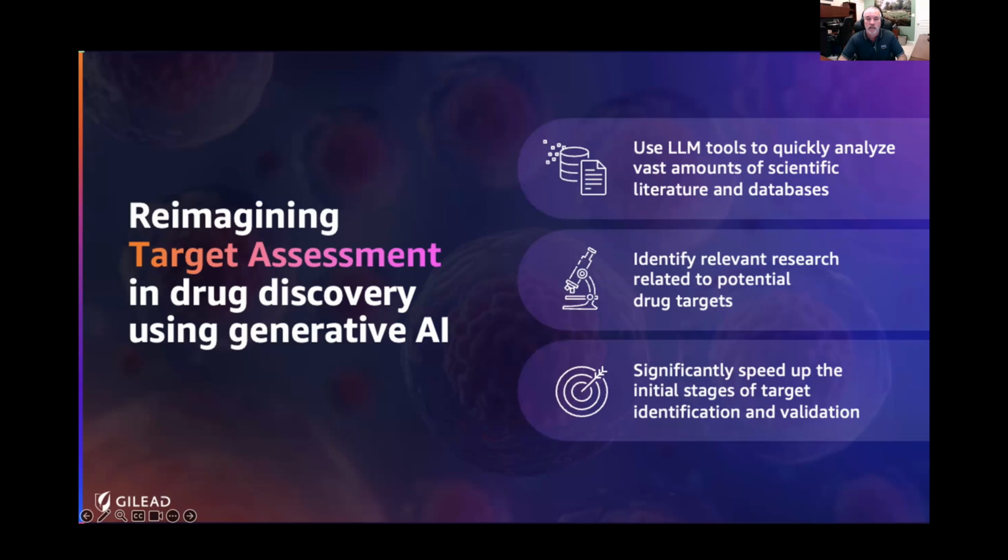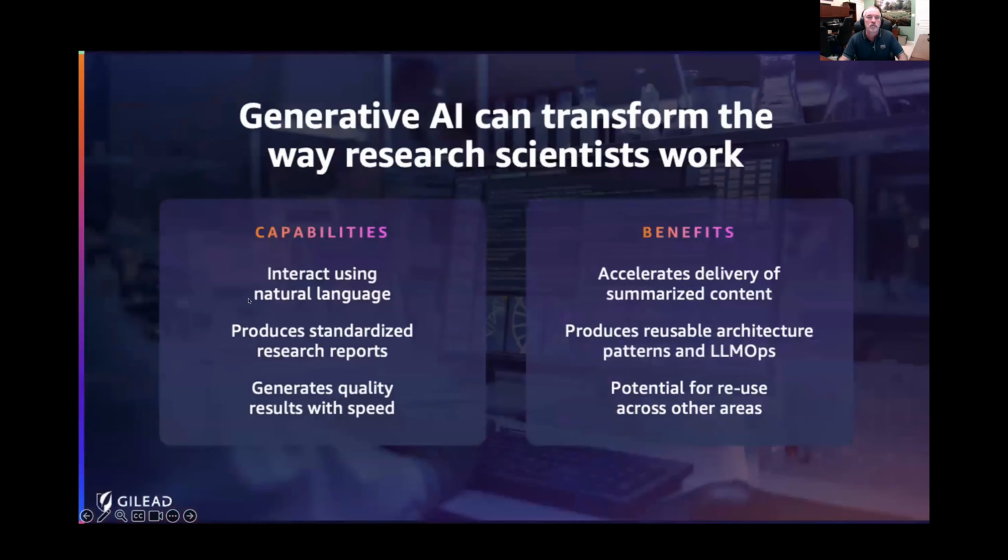These systems enable their scientists to do rapid querying and analysis of vast amounts of scientific data, quickly summarize relevant research out there, simulate molecule interactions, and dynamically produce and update research reports. So this approach significantly helped Gilead Sciences increase the speed at which they can bring drugs to market.